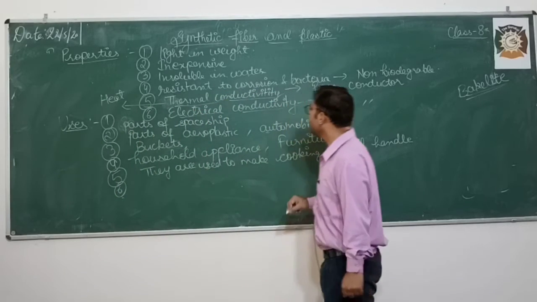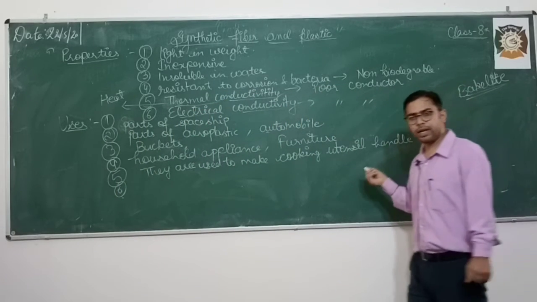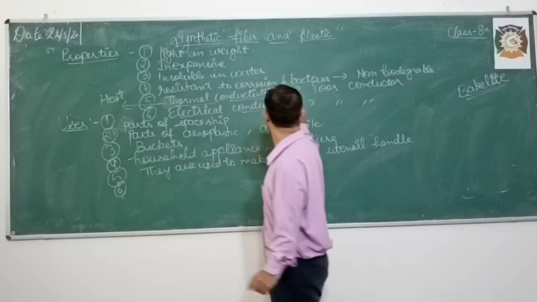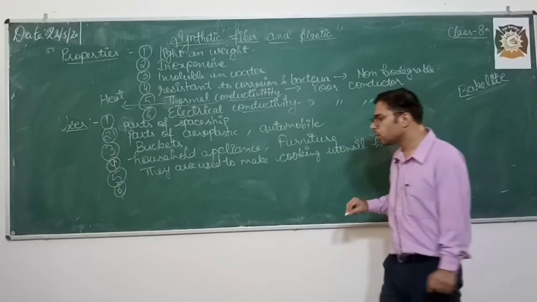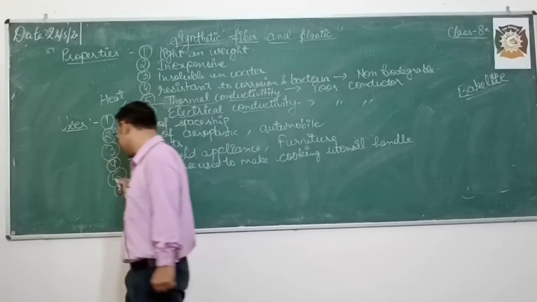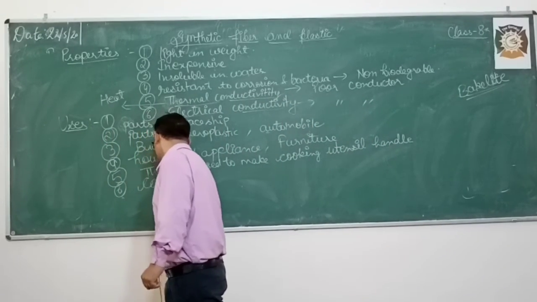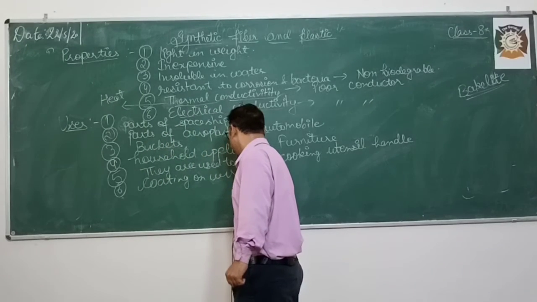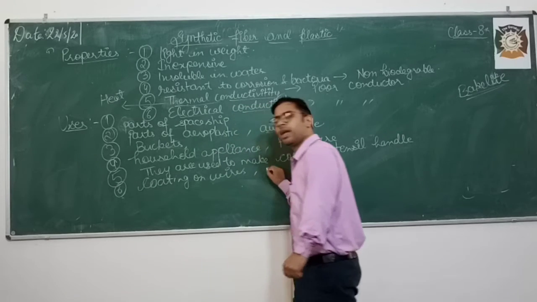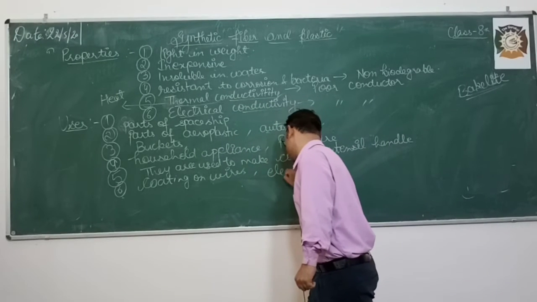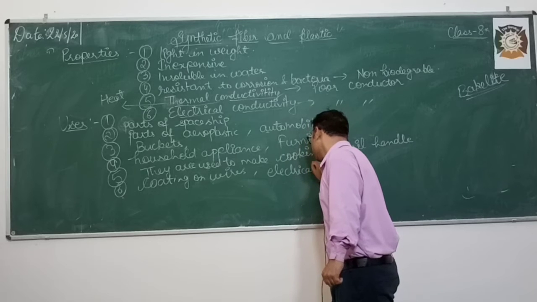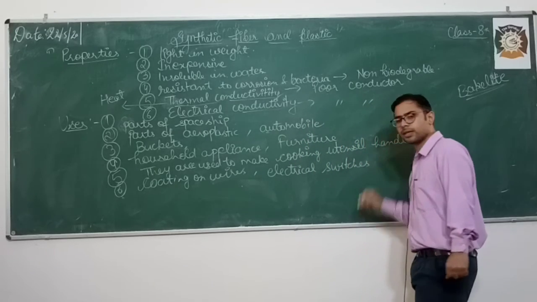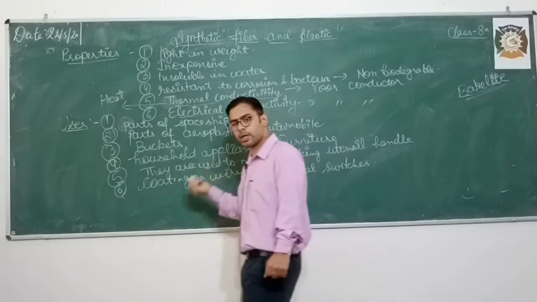Now the next one, electrical conductivity. Plastics are generally insulators. Plastic does not allow electricity to pass through it. They are poor conductors of electricity also. So that's why plastic is also used in making the coating on wires, and it is also used to make electrical switches, because it is an insulator, so that we don't get an electric shock.